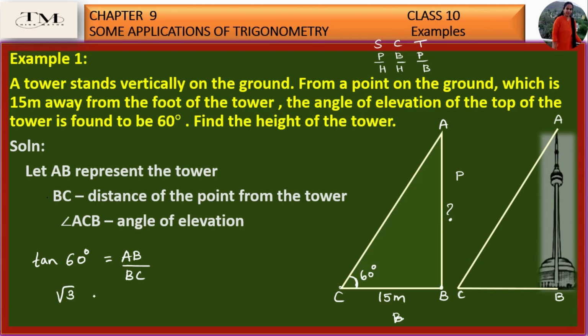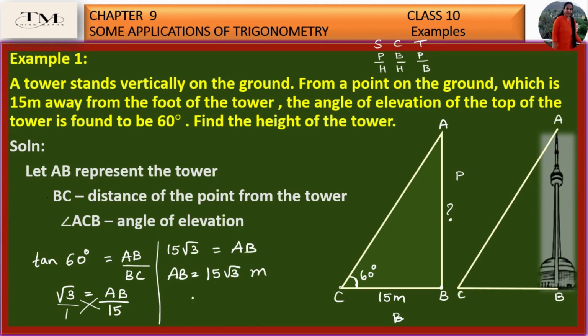Already we saw the table in the previous chapter. If you remember the table, it is easy to write the values. So tan 60 is root 3. Root 3 equal to AB by, what is BC? BC is 15. Just cross multiply. Here this is nothing but root 3 by 1. So just cross multiply. We will get 15 into root 3. 1 into AB is nothing but AB. So it means AB is equal to 15 root 3 meter.